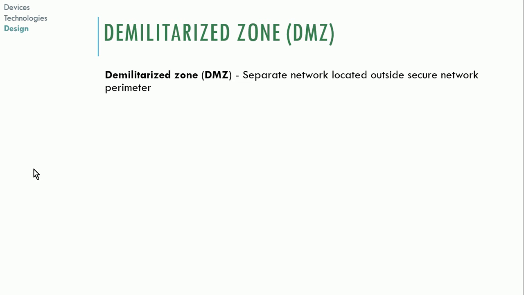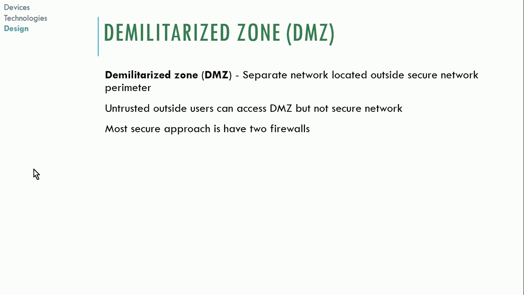Let's start with the demilitarized zone, or the DMZ. I'm sure most of you have heard the term. Many of you are familiar with it and have probably used it in your co-ops or your jobs and so forth. So the demilitarized zone is basically a separate network that's outside of your internal secure perimeter. And this is where we put any services that have to be accessed from outside of our network. So the untrusted outside users can access our DMZ, but they cannot access the secure network without us having some special rules that allow them to do that, or using a VPN, for example.